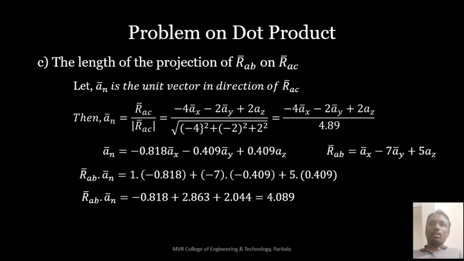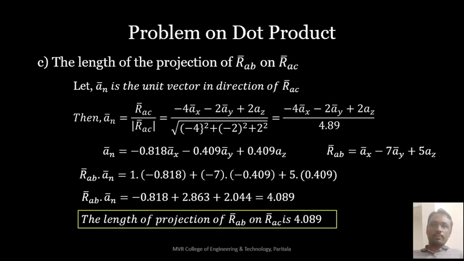So what we did here: to project on a vector, we need to identify that vector's unit vector. So we identified AN cap, which is nothing but the unit vector in the direction of RAC. Thereafter we multiply that with RAB bar, that means the dot product, between the identified unit vector and the vector being projected. So RAB bar dot AN bar gives 4.089. The dot product gives a scalar result. So the length of projection of RAB on RAC is 4.089. Like this, you can make a statement after finding a result.